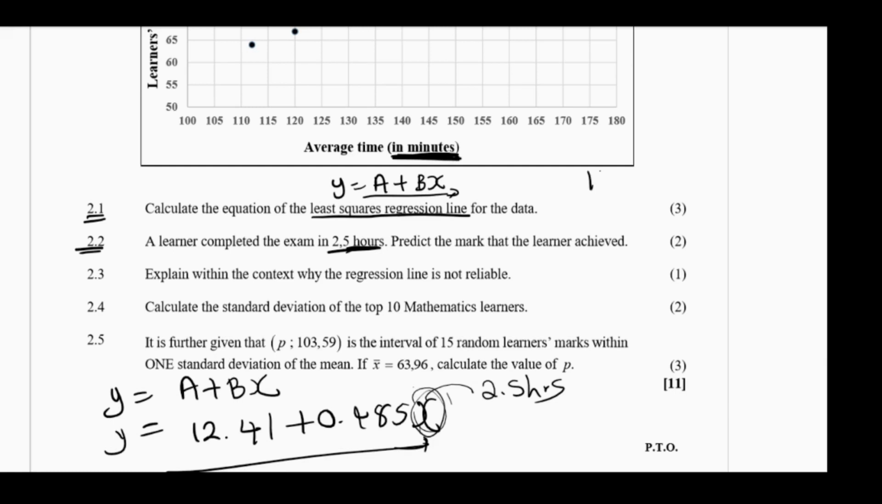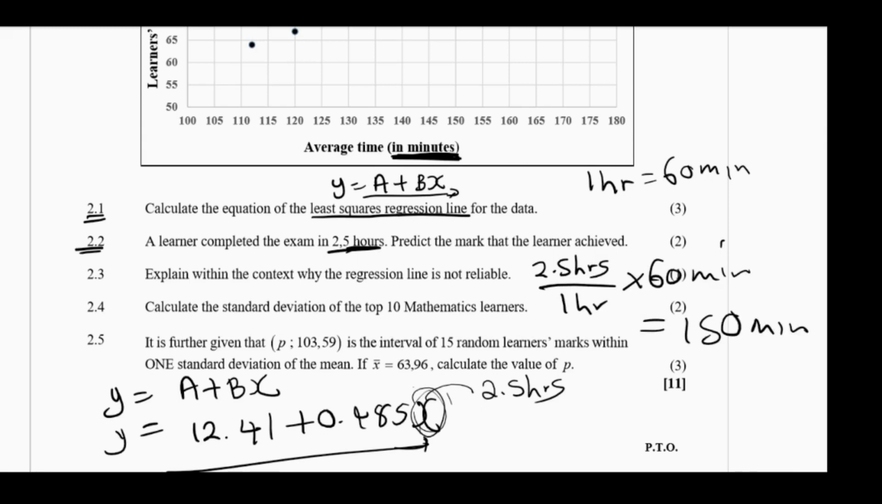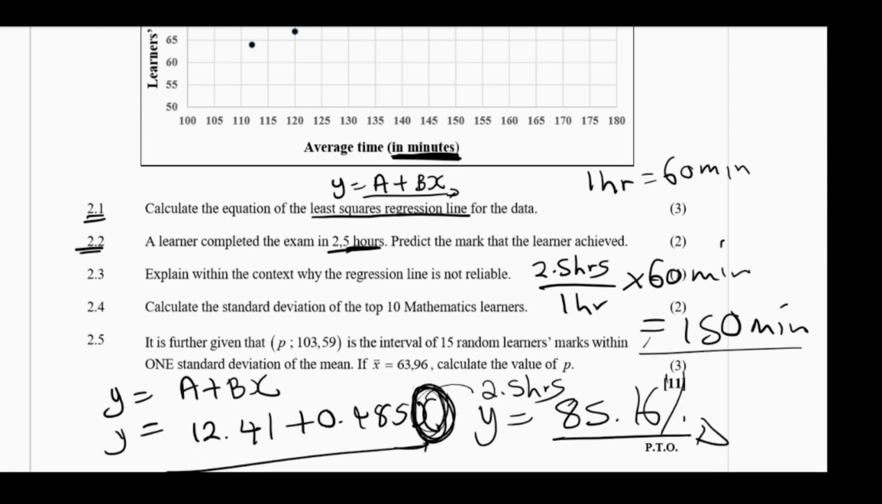So you're going to say 1 hour is equal to 60 minutes, right? But you have 2.5 hours. So it's going to be 2.5 hours divided by 1 hour times 60 minutes. Then the answer that you're supposed to get is 150 minutes. Then you're going to substitute that 150 minutes in this x value here. And your y is supposed to be 85.16%. So this is the percentage for the learner in 150 minutes.